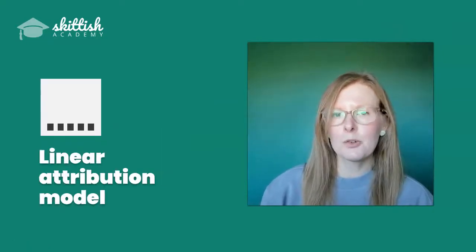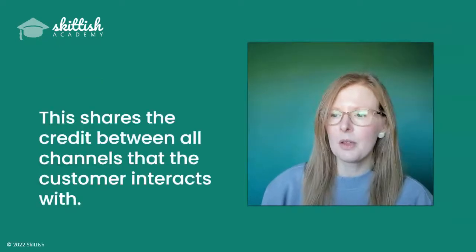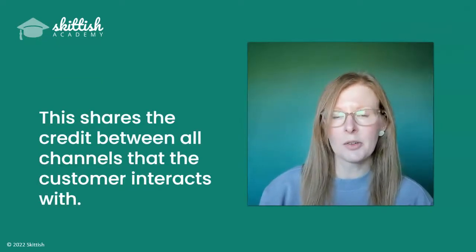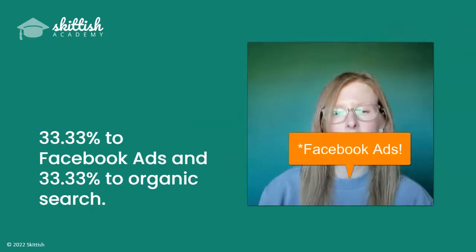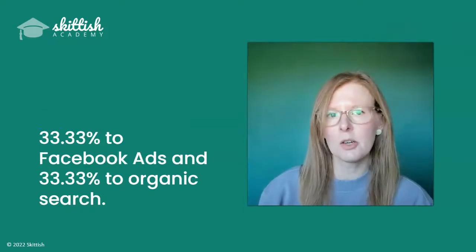A linear attribution model. This shares the credit between all the channels that the customer interacts with. So in the example above, 33% would be attributed to Google Shopping, 33% to Facebook, and 33% to organic search.